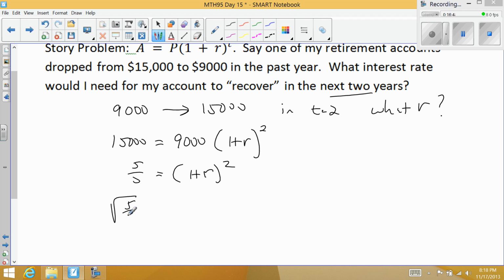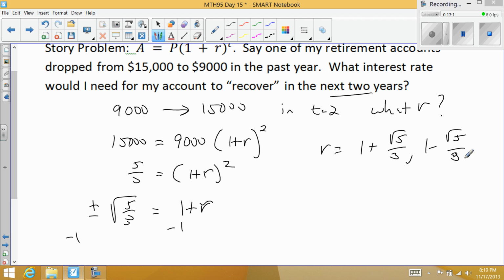So the square root of 5/3 equals 1 plus r. And then I can subtract 1 from both sides. So that gives me r equals negative 1 plus square root of 5 over 3, and negative 1 subtract square root of 5 over 3. So I'm getting two solutions, but remember with story problems, not all solutions really make sense.